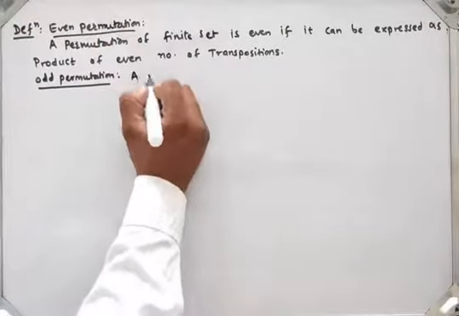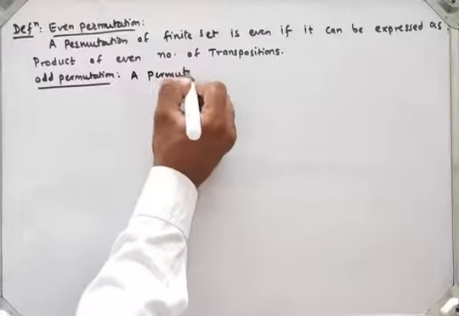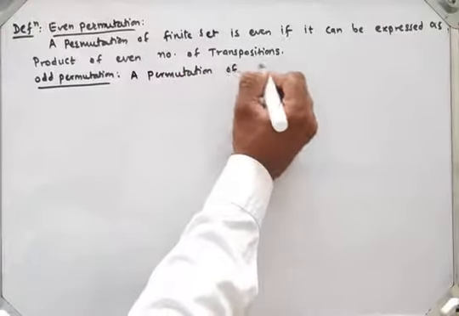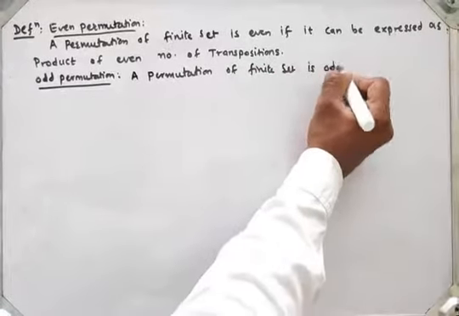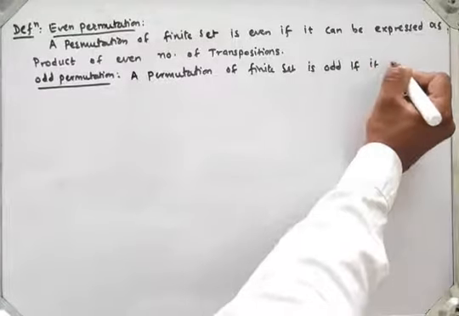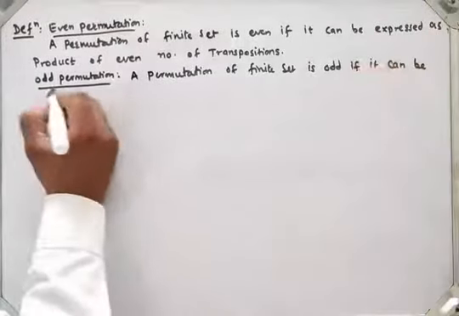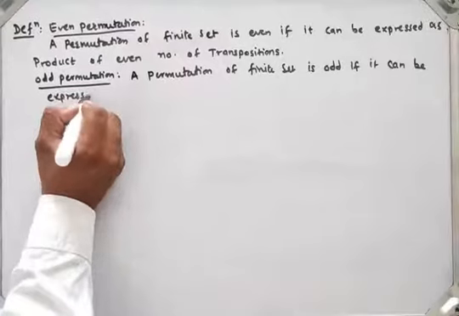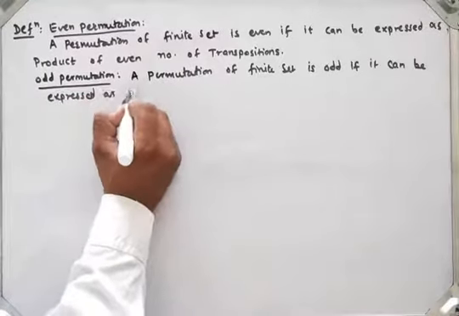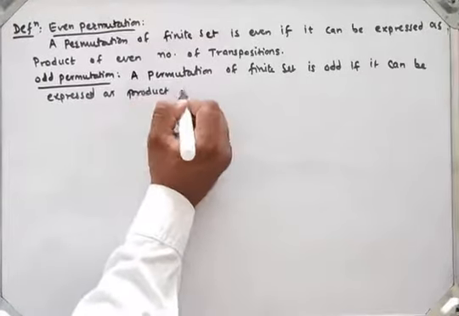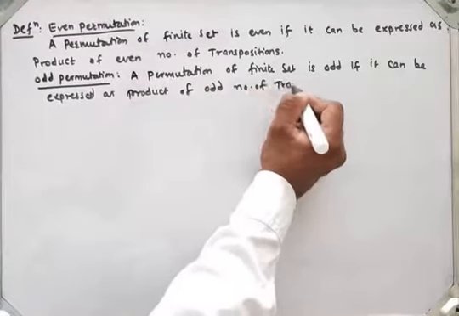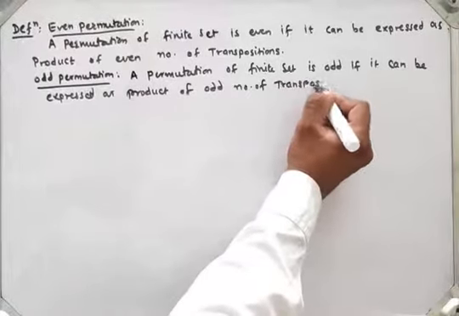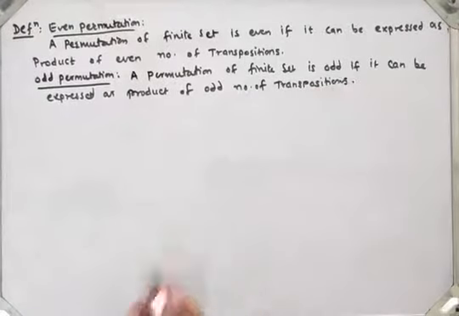A permutation of a finite set is odd if it can be expressed as a product of an odd number of transpositions. That means a product of an odd number of transpositions is an odd permutation.